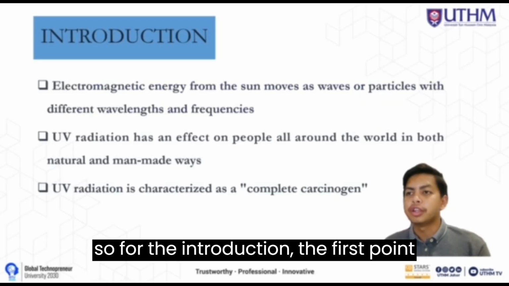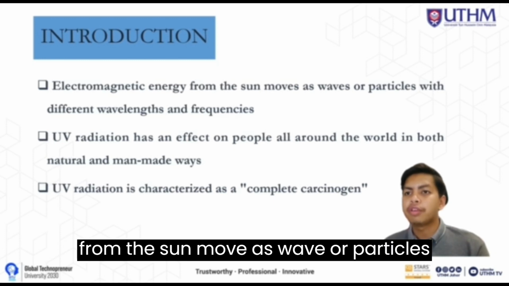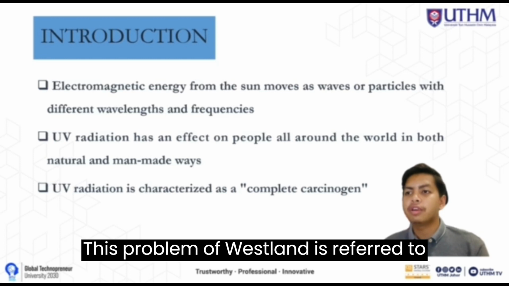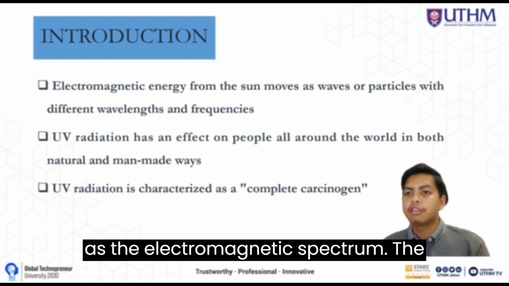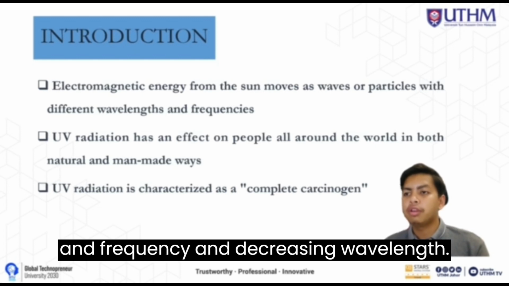Okay, so for the introduction, the first one is UV is electromagnetic energy from the sun moved as waves or particles with different wavelengths and frequency. This broadband of wavelength is referred to as the electromagnetic spectrum. The spectrum is often split into 7 regions that are ordered by rising energy and frequency and decreasing wavelength.